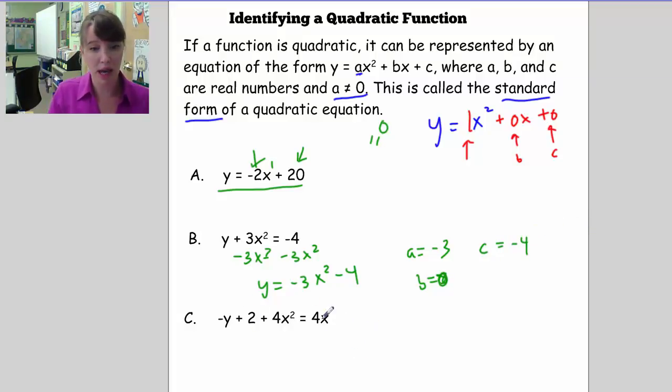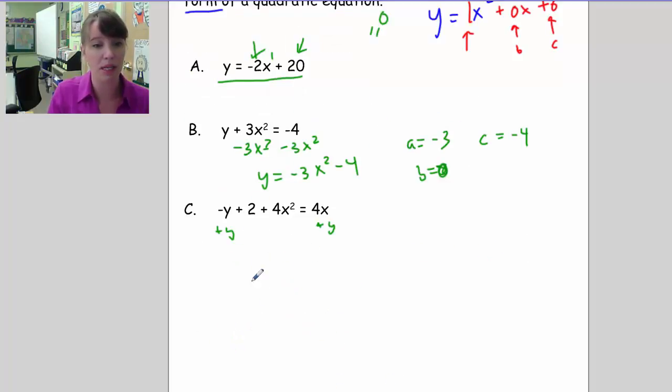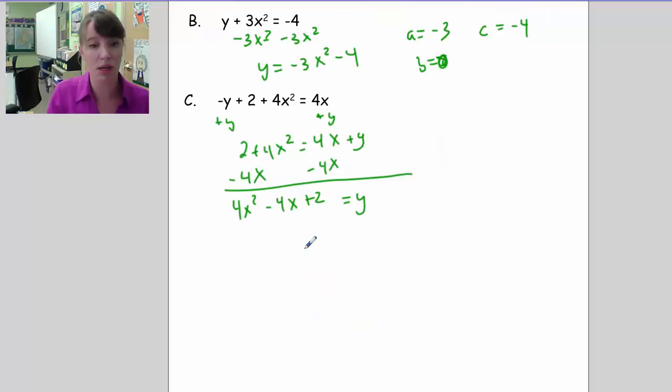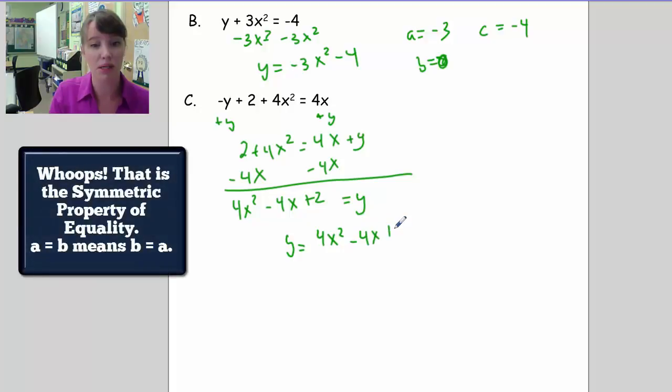Okay, again, the x's and y's are on the same side here. So let me add y to both sides, and we'd have 2 plus 4x squared is equal to 4x plus y. Let me subtract 4x from both sides just to get it in standard form. We have y is equal to, let me rearrange this so that the 4x squared is in the first term, minus 4x plus 2. And remember, I can use the reflexive property, which flips things around the equal sign. y is equal to 4x squared minus 4x plus 2.